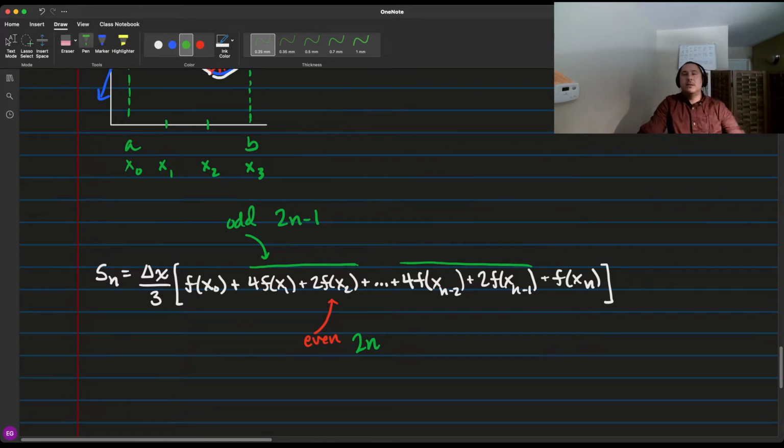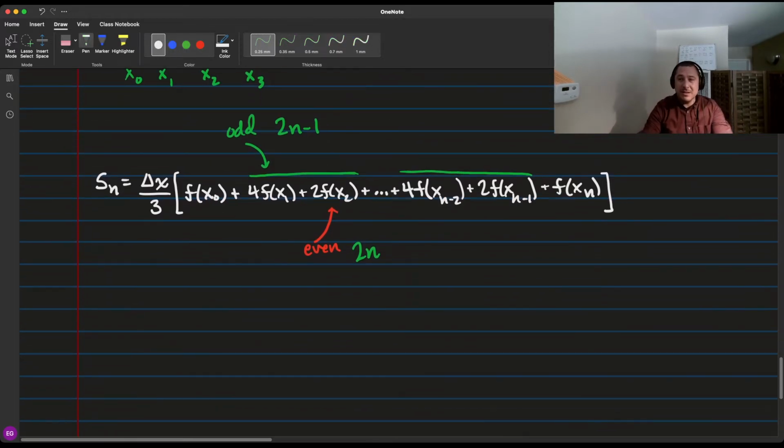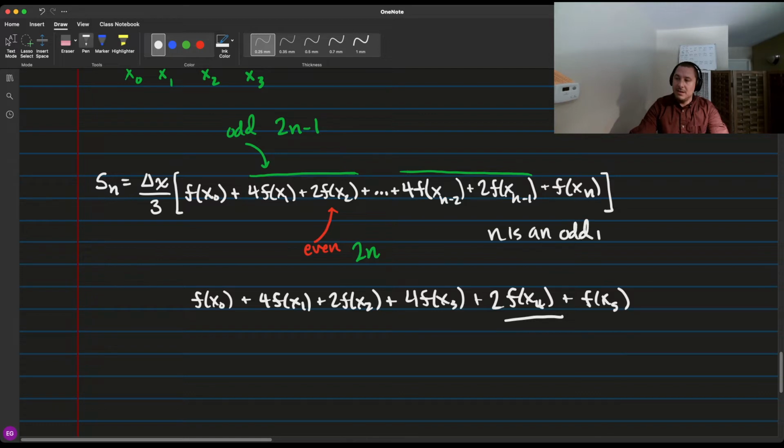Okay, and then I guess I also need to point something out. Only certain types of n's will work for this. If you do f of x0 plus 4f of x1 plus 2f of x2 and then 4f of x3, and you wanted to end on x4, do you see how that's not going to work? Because you need 2f of x4 and then an f of x5. So this only works if n is an odd number.